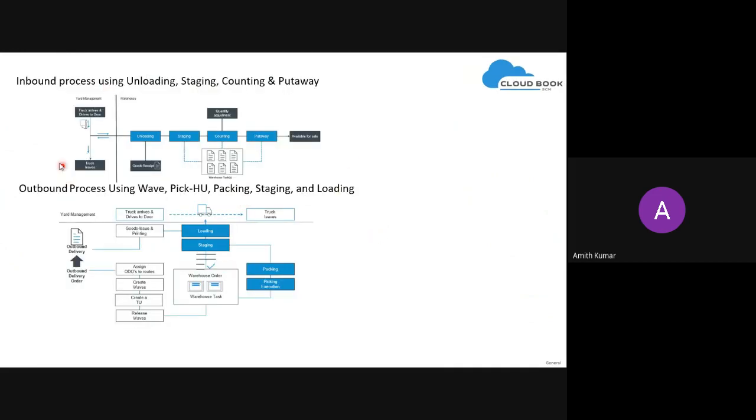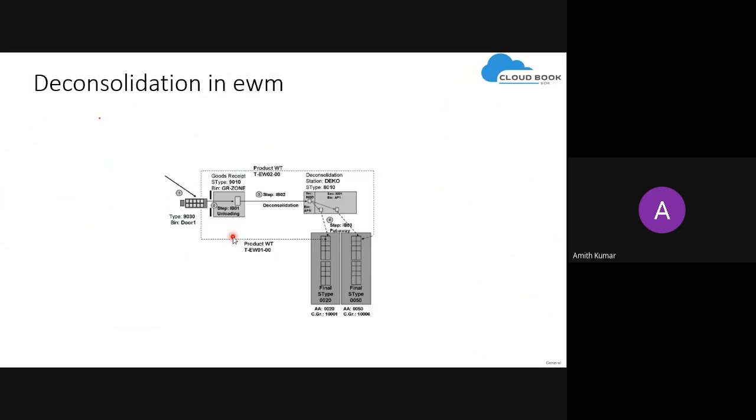This I already explained. This is again just the flow diagram of both the inbound process and the outbound process. In case of inbound, you saw that we can have a lot of variations, moving the stock from the unloading area to the staging area, then to counting, then we finally move the goods to the final good receipt area. It's the same thing, so I'll not explain this again, but I'll explain a very good functionality which is available in EWM, which can be implemented to make things easier.